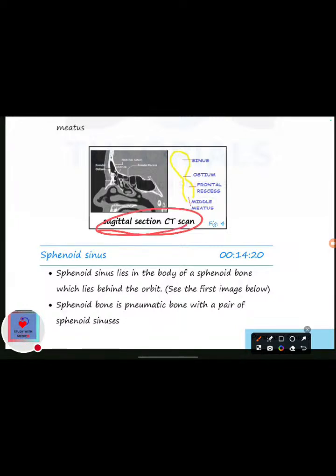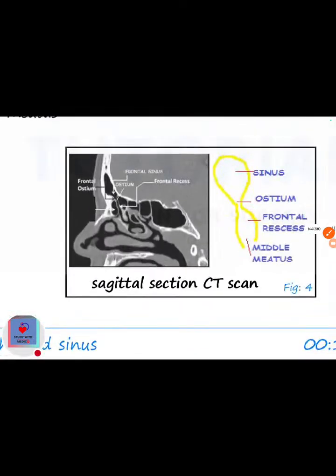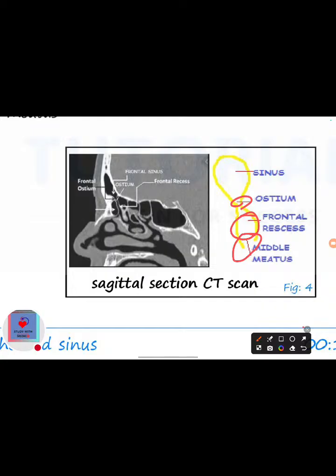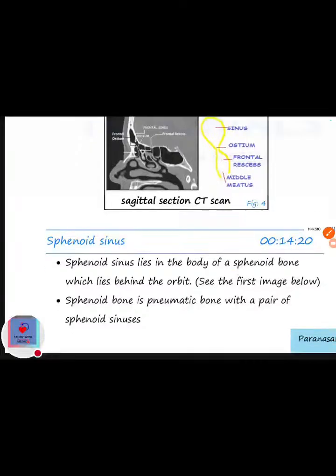In this sagittal section of CT, this is the frontal ostium. The frontal sinus opens into the frontal recess. From the recess it opens into the middle meatus. So sinuses open through the ostium into the frontal recess and then to the middle meatus. You can see this on the sagittal section of CT.